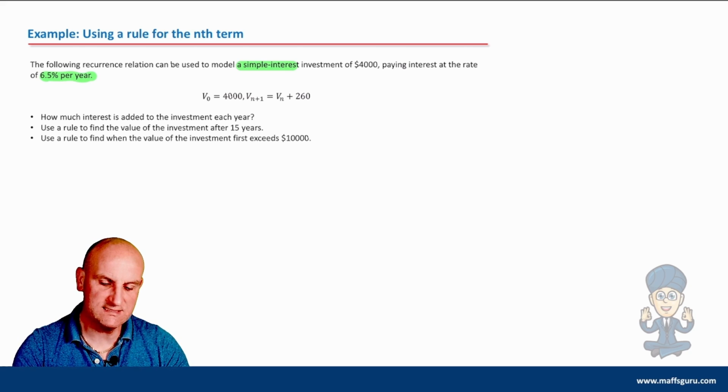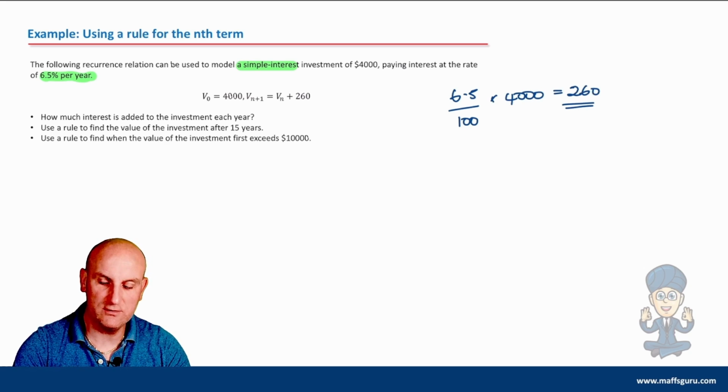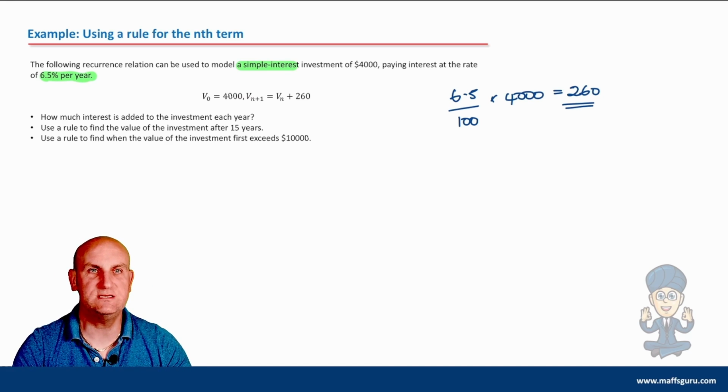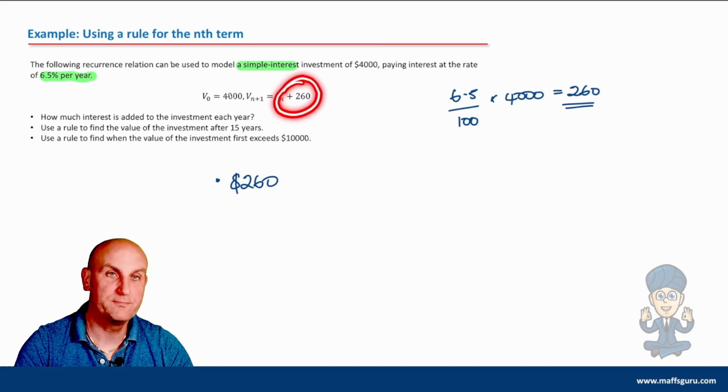Where does this $260 come from? Again, they've done the hard work for me. They've worked out 6.5 times 4,000. So I'm just going to write that down: 6.5 divided by 100 times 4,000 will be $260. Right, so that's good. With simple interest, that's going to get added on each time. How much interest is added to the investment each year? We know that. So the first dot point is $260. That's exactly what this 260 means.